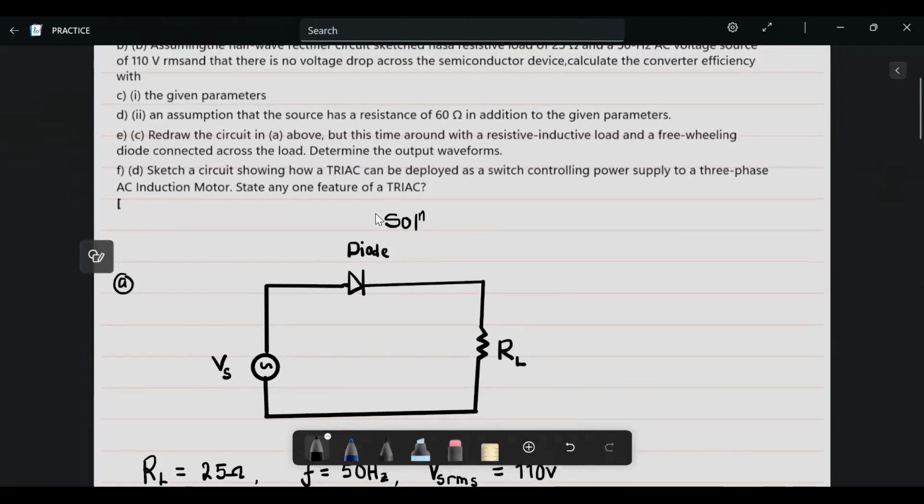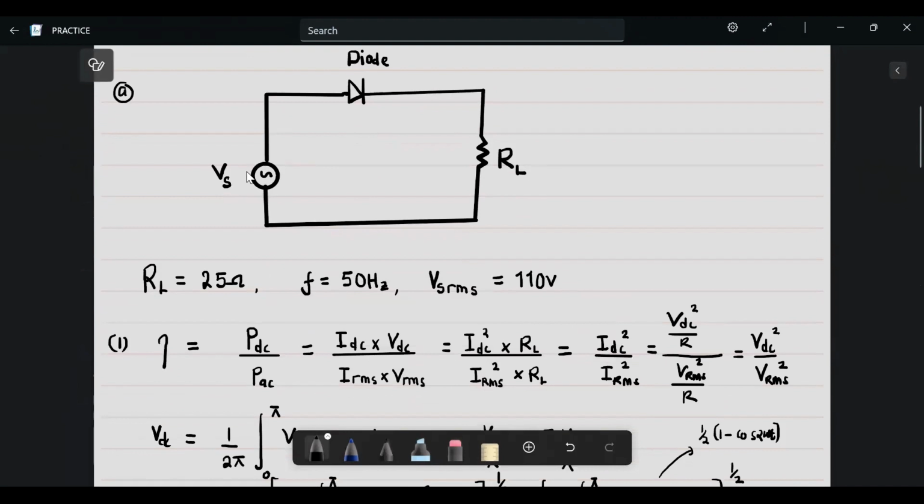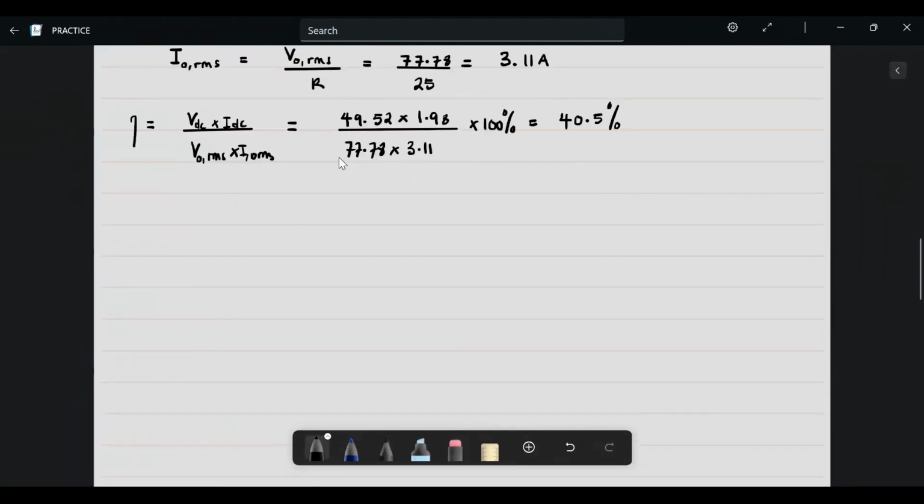It says to assume that the source has a resistance of 60 ohms in addition to the given parameters. This time around, the source has some resistance in it, which is 60 ohms. What effect is it going to have in terms of efficiency? Will the efficiency or power output be the same? Let's see. Now that source, we're going to replace it by adding a resistor in series with it. So we have the source here, and in series with it, I'm going to add a resistor of 60 ohms.